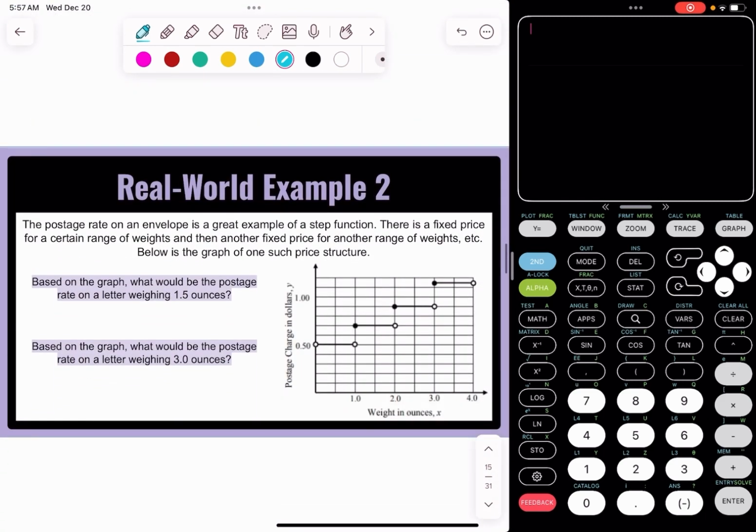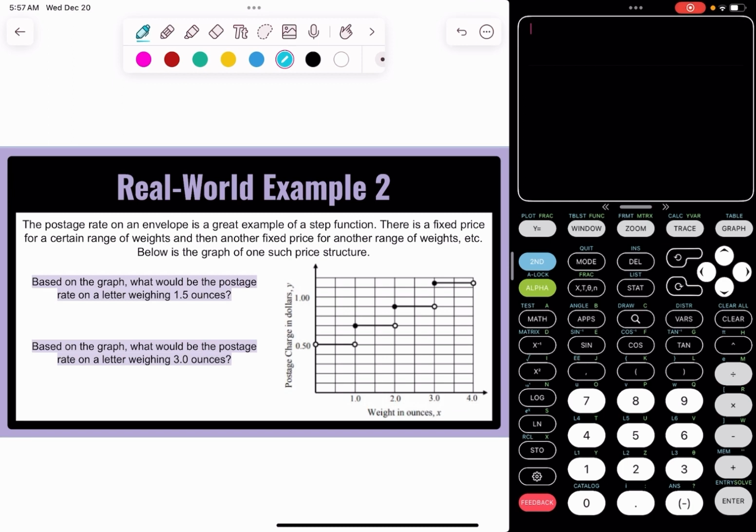All right. Let's look at this second real-world example. The postage rate on an envelope is a great example of a step function. There is a fixed price for a certain range of weights and then another fixed price for another range of weights, meaning that if the envelope is between 0 and a half a pound, it's one price, then half a pound to 1 pound is another price, and so on and so forth. Below is the graph of such a structure.